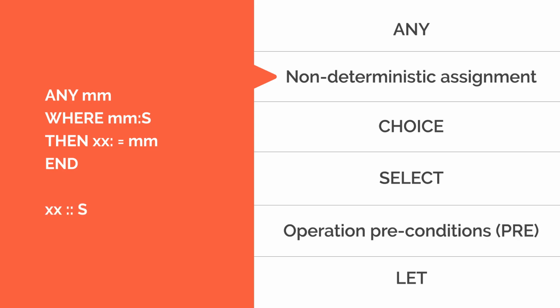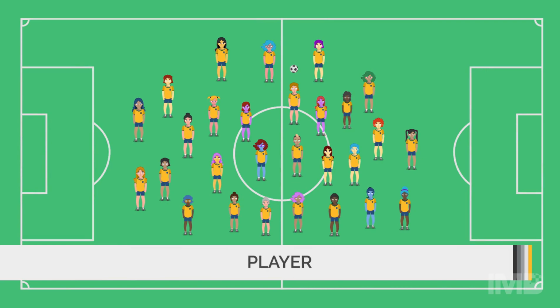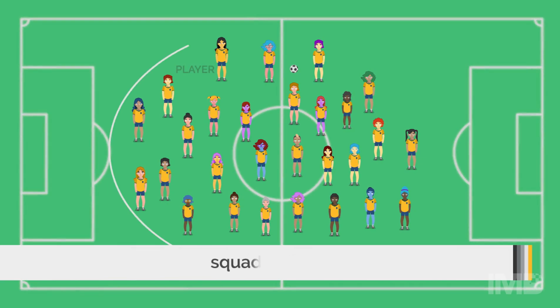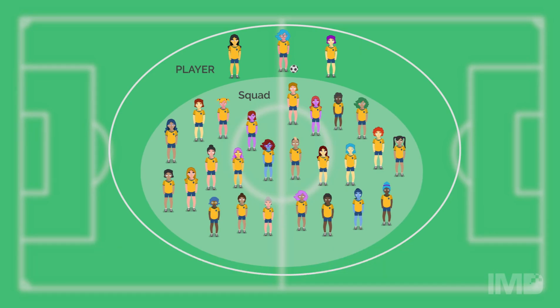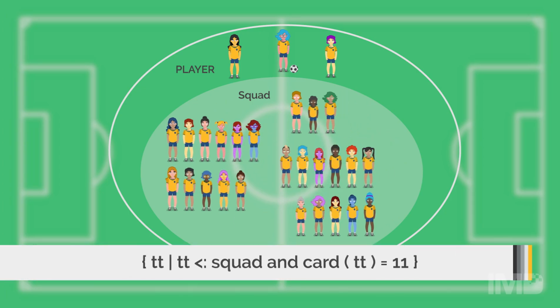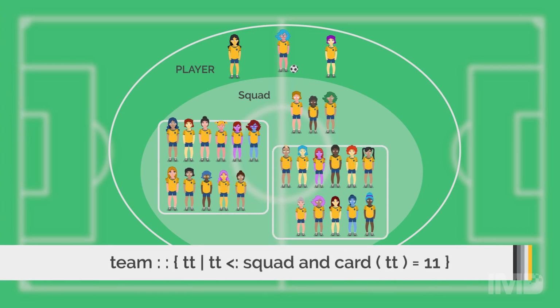By writing XX :: S, we are assigning to XX a random element of S. For example, let us suppose we have a type player and a set squad that's a subset of player. The following set is the set containing all subsets of squad with exactly 11 elements. Therefore, this assignment non-deterministically chooses one of these subsets to assign to the variable team.